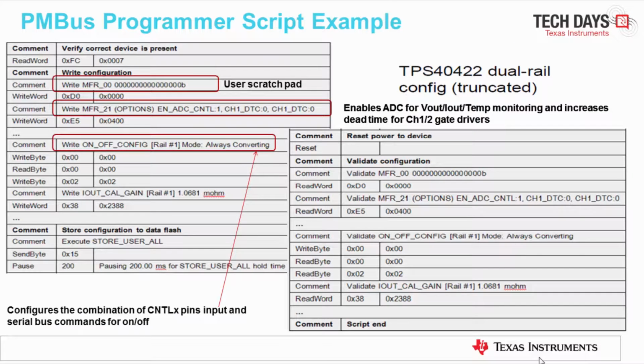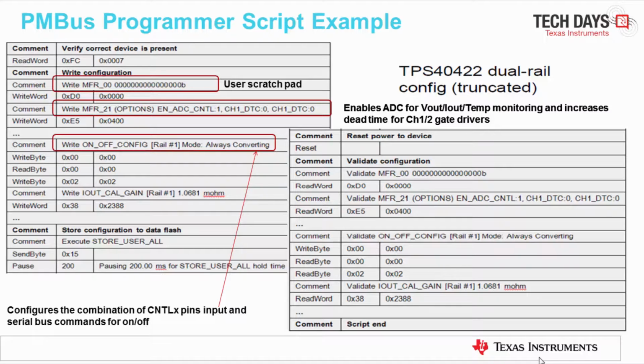And here's an example below. On the left, you will see all the write commands that you use to write the commands and their values into the IC. In this case, the IC we use is our dual buck controller, also configurable as a dual phase controller, TPS40422. So first, you read the value of the device to make sure you're writing into the correct device, and then you start writing the commands.